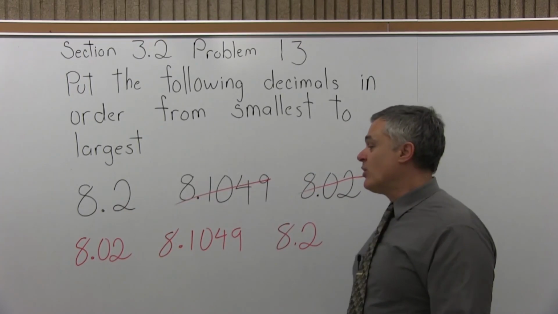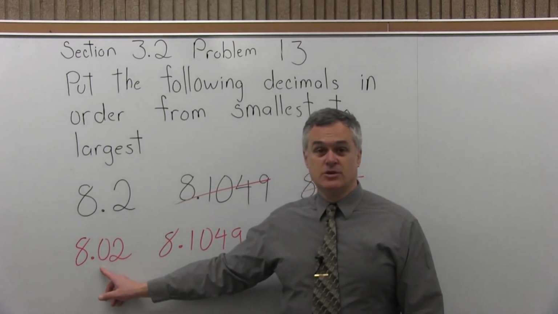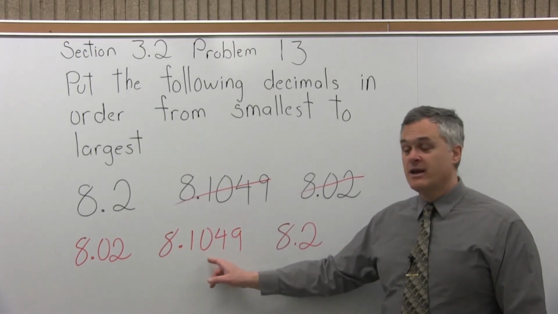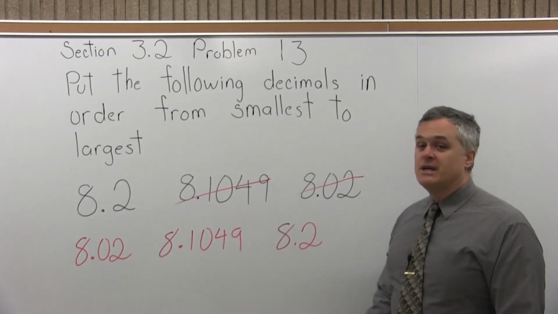So now the numbers in order are 8.02 first, that's the smallest. The next biggest is 8.1049, and the largest of the three in the problem is 8.2.